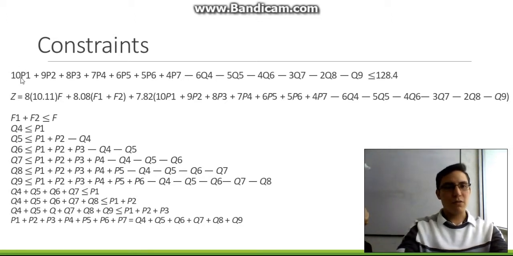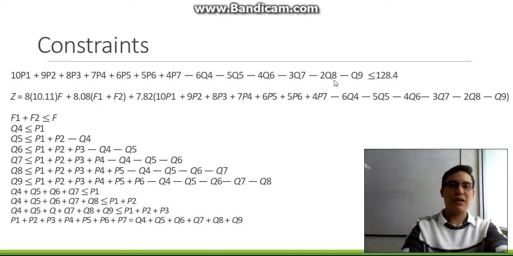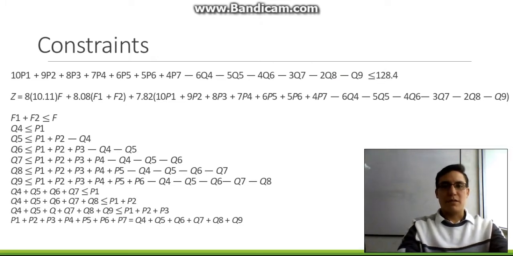The total number of part-time hours is this: 10p1 plus 9p2 plus 8p3 plus 7p4 plus 6p5 plus 5p6 plus 4p7 minus 6q4 minus 5q5 minus 4q6 minus 3q7 minus 2q8 minus q9 less equal 128.4, which is 40% of the day's total requirement of 321 person hours.